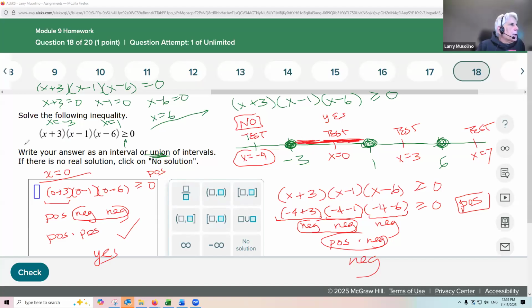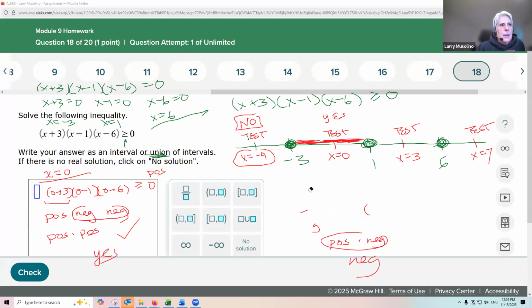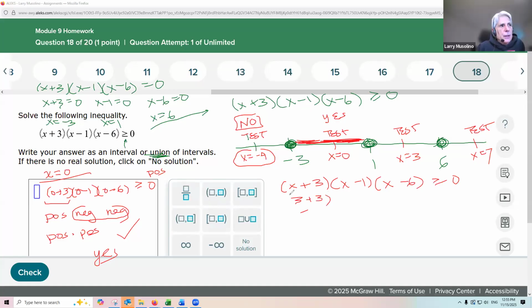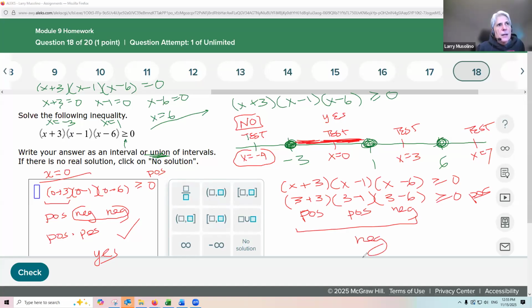All right, let me do the other intervals quickly here to finish this one up. The next test point here is x = 3. So let me plug that into the starting inequality. I got 3 plus 3, 3 minus 1, 3 minus 6. Is that greater than or equal to 0, which I know means, is it positive? This is positive. This is positive, but this is negative. So altogether, this is going to work out to be a negative. That means this interval is a no here.